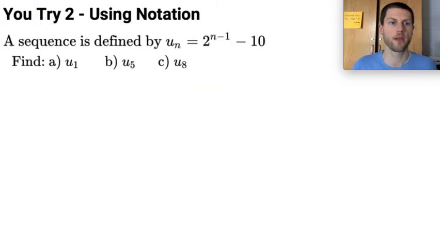All right, so why don't you try an example like this? We have a sequence defined by, and this is now a little bit different because we have an exponential here, but we can still figure it out using the same strategy. I want you to find u sub 1, u sub 5, and u sub 8. So pause the video and resume when you're ready to check your answer.